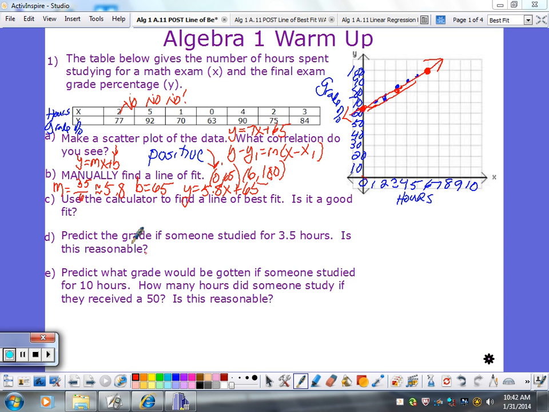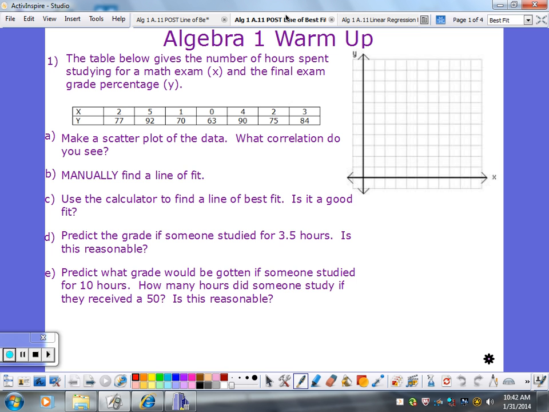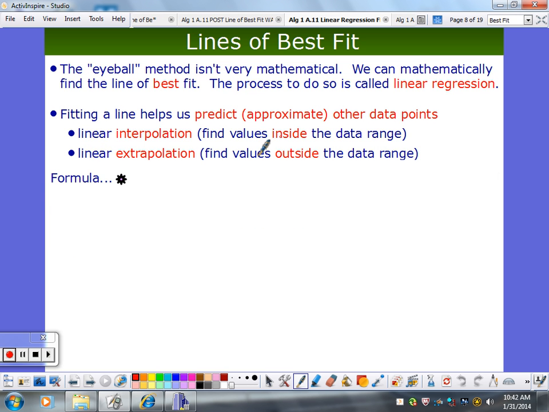So, let's use the calculator now, because mathematically we can figure out the best line of fit here. And you know, this might be fun to look at. Here's the formula if you want the best line of fit.